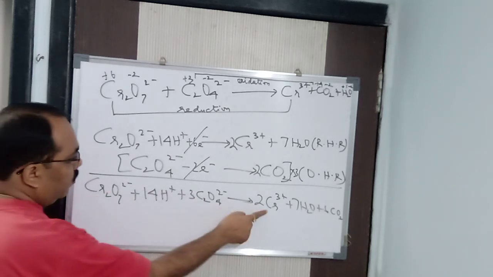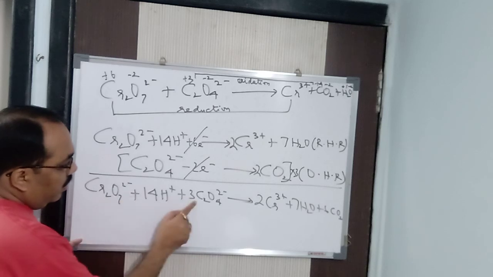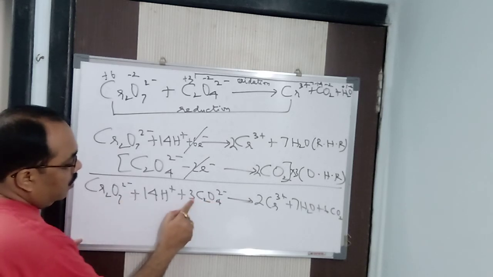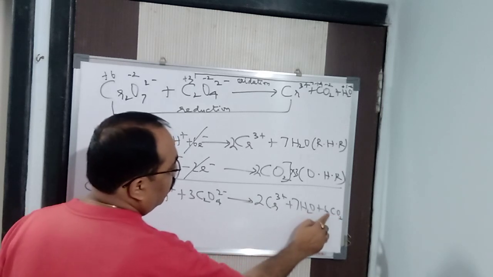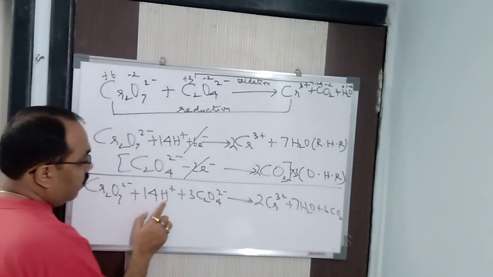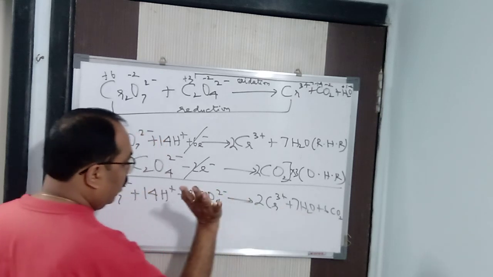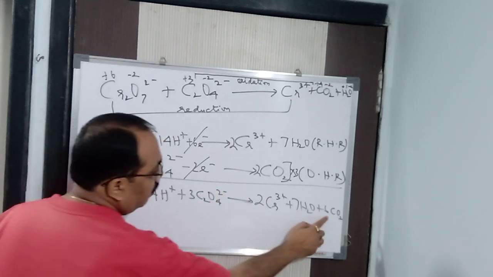Chromium 2, balanced. Oxygen 7 into 3, 12, 12 plus 7 is 19. Here also the same thing, 7, 6 into 2, 12, 12 plus 7 is 19. Hydrogen is 14, here hydrogen is 7 into 2, 14. Here carbon is 6, here also carbon is 6.